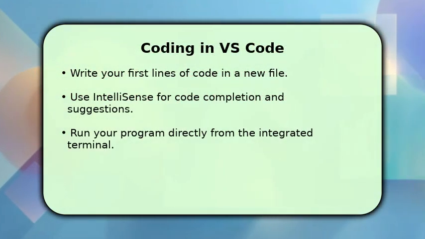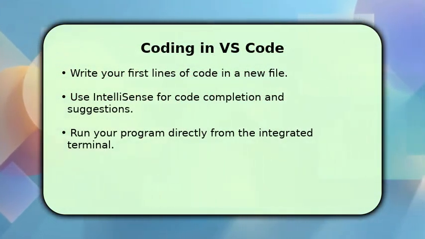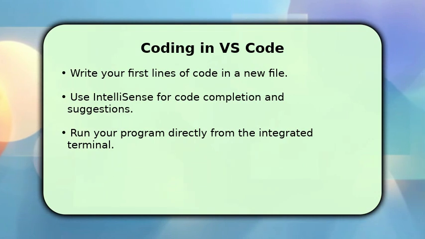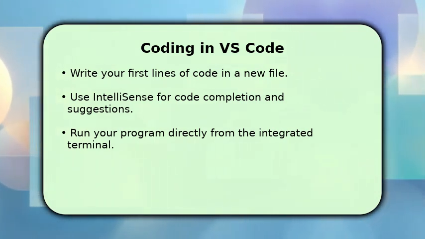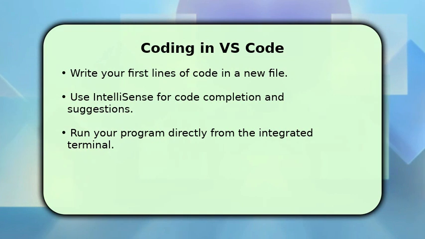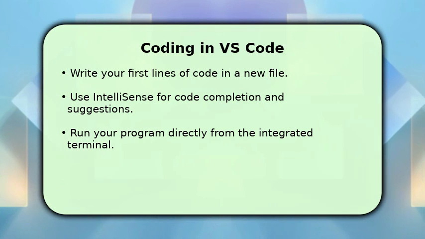It's time to write some code. Start by creating a new file and typing your first lines. Visual Studio Code's IntelliSense provides helpful code completion and suggestions as you type, making coding easier. Once written, you can run your program directly from the integrated terminal. Remember to save your work frequently to avoid losing any progress.